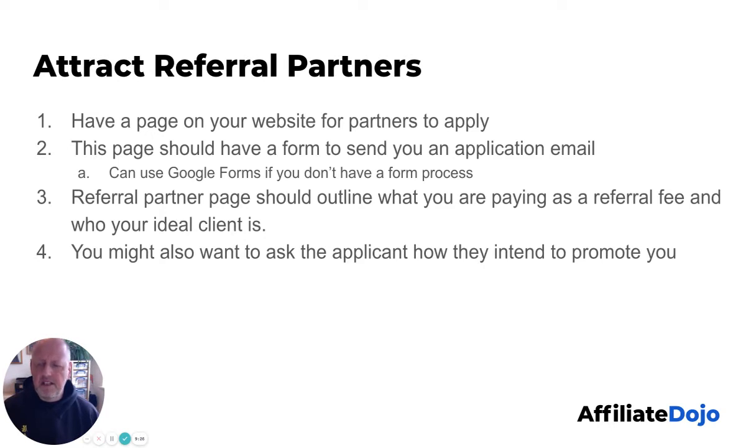So you need to have a page on your website for partners to apply to join your referral program. We don't suggest that you just accept anybody. This page should have a form to send you an application email. So if you don't have forms, and we're talking about Google, you can use a Google form. So you can have a Google form on your website that asks for information about who they are, what they are, how they're going to promote you, and if there's a fit.